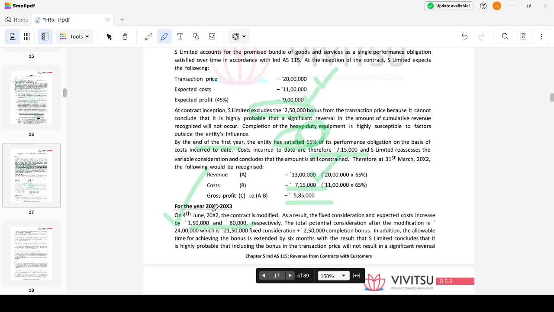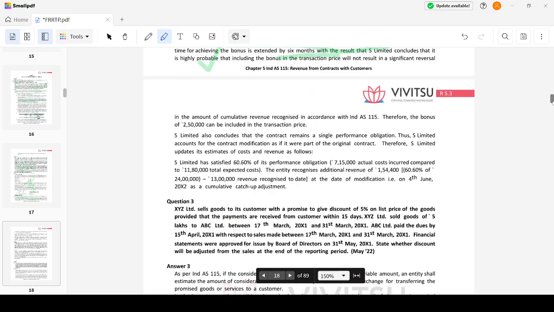20 lakh plus 1,50,000 is 21,50,000, plus 2,50,000, because I'm sure that the probability of achieving the variable consideration is high. That's why I'm going to recognize it. So it is 21,50,000 fixed consideration plus 2,50,000 completion bonus. In addition, the time allowed for achieving is also extended by 6 months, which makes it highly probable that the bonus will be received. The contract remains a single performance obligation.